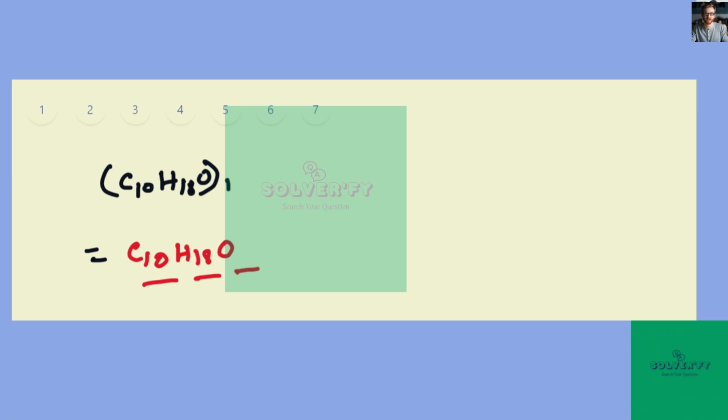That means we can write C10H18O whole bracket 1, which will give us the molecular formula as the same as the empirical formula, which is C10H18O. So this is our molecular formula for this substance. Both the empirical formula and the molecular formula for this substance are C10H18O.